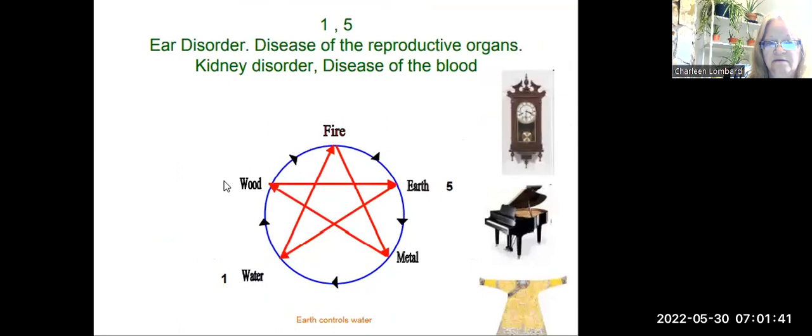And the 1 and the 5. The 1 and the 5 is the same as the 1 and the 2. It creates ear disorders, and that depends on the direction of the bagua, which will describe which area of the body it affects. So we have earth and water. Earth is conflicting with water. It's blocking water. So we have to add a metal object, and it has to be a strong object. So we can add a grandfather clock. That's a metal object. And we can have a grand piano.